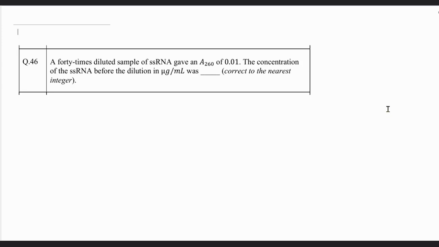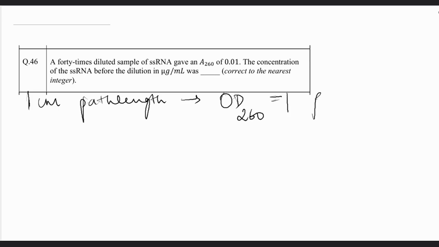Moving on to the last question. A 40 times diluted sample of single-stranded RNA gave an absorbance at 260 nanometer of 0.01. The concentration of the single-stranded RNA before the dilution in microgram per ml was, correct to the nearest integer. First of all, before I start solving this question, you need to keep one particular fact in mind: for a 1 centimeter path length, the absorbance at 260 nanometer is equal to 1 for 40 microgram per ml solution of RNA.